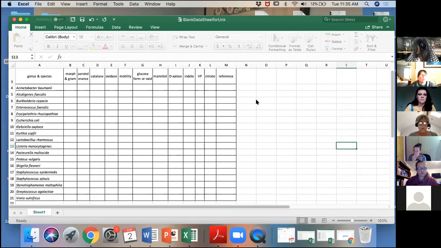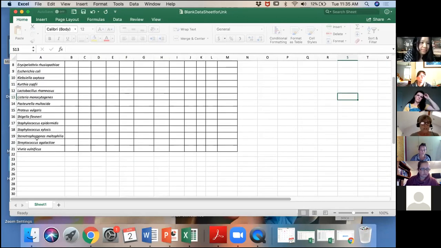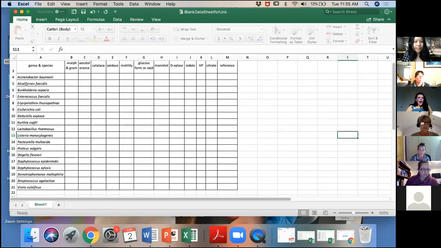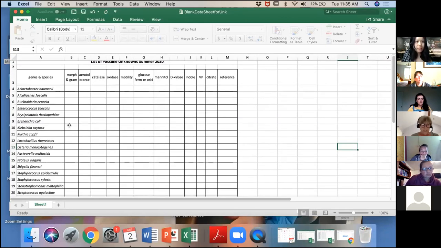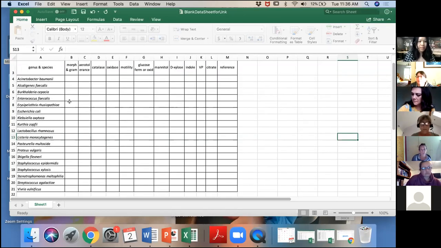All right. And is my screen being shared? Yep. Okay, so these are your organisms. There's not quite 20. This is the list of your organisms. What you're going to do in the next couple weeks is morph and gram. So let's see if you know some of these. Let's do E. coli, because I've already said that today. What is E. coli as far as morphology and gram? Anybody?